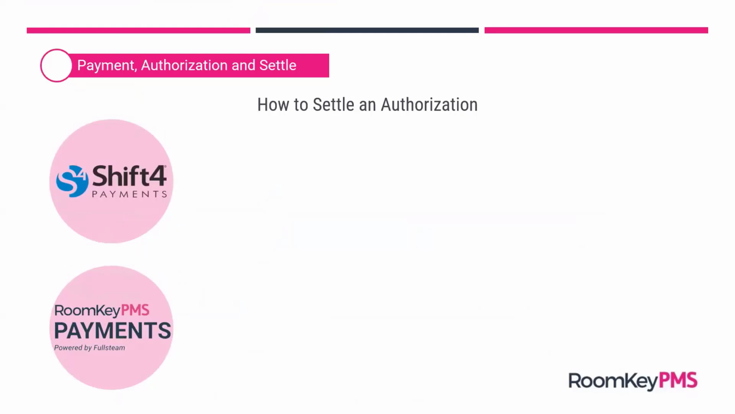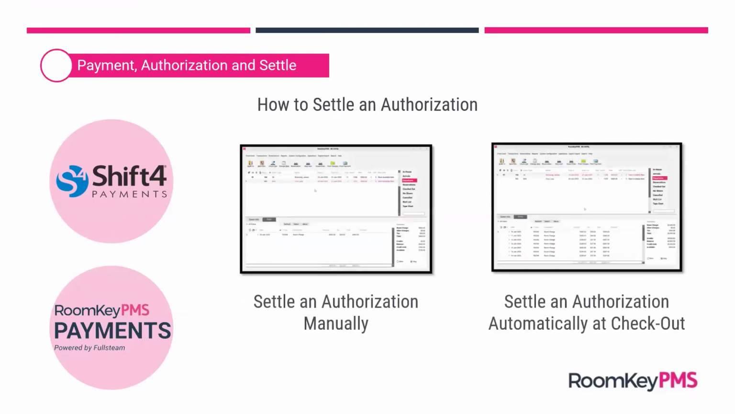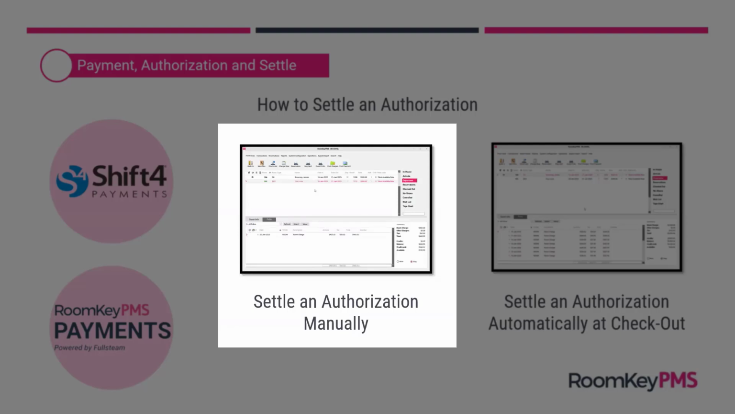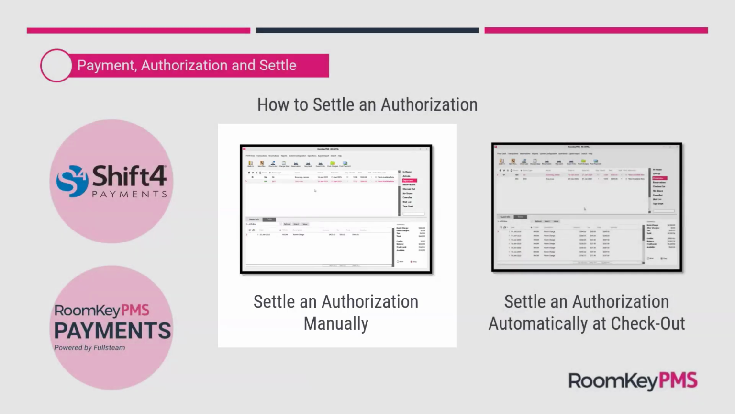Now, to settle an authorization with an interface or embedded payment solution, we have two options. You can settle an authorization manually through the RoomKey itself. What this will do is record it as a payment on the guest folio, and it will leave the guest in-house with that settled authorization recorded as a payment line item.